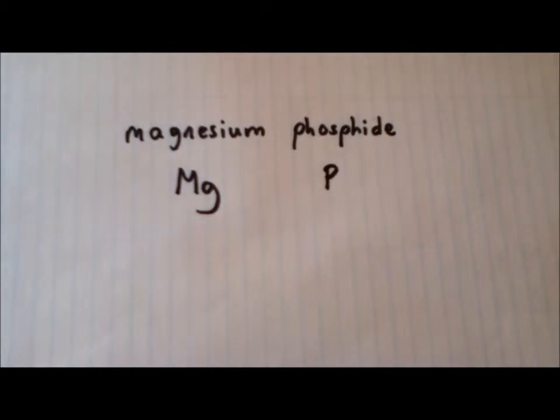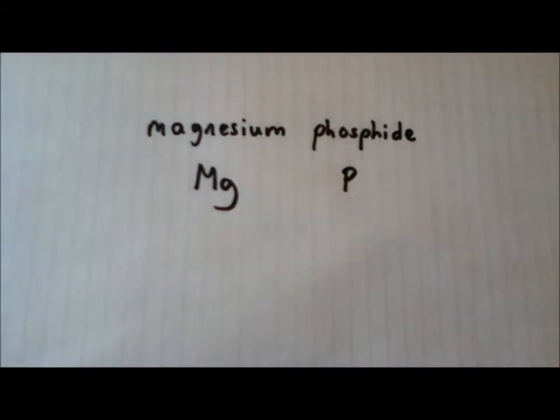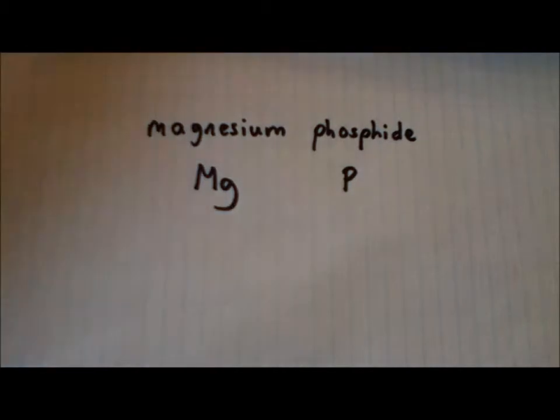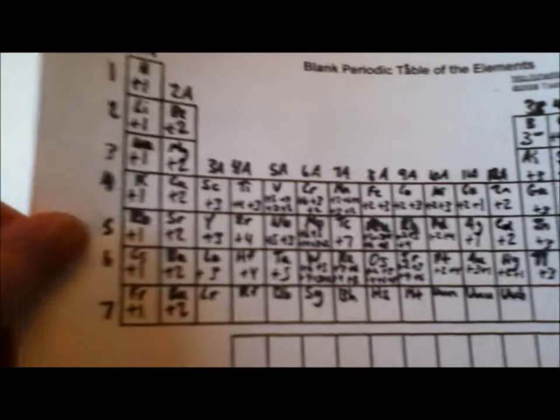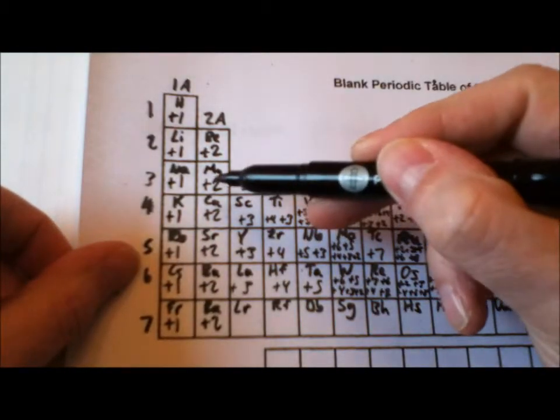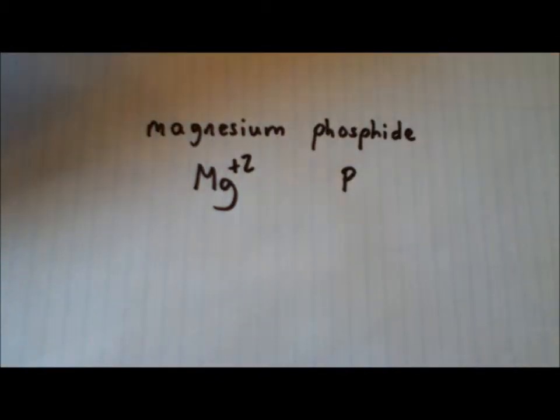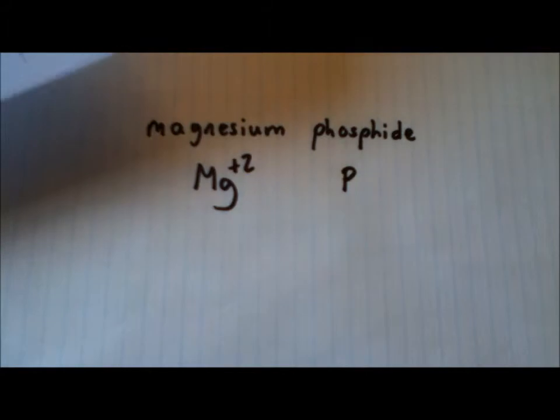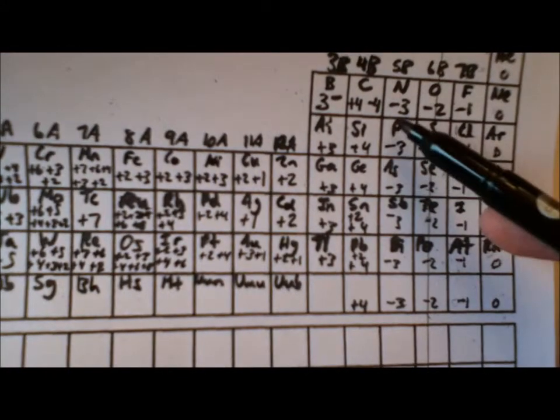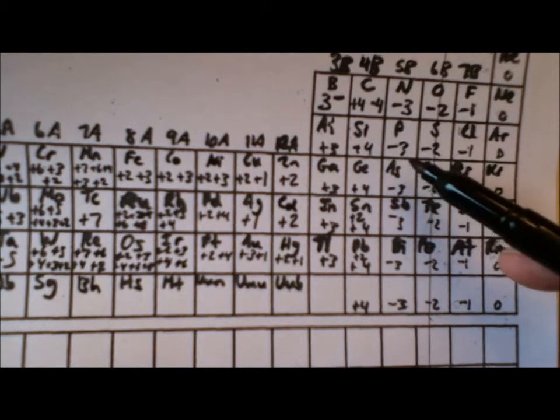Now what we haven't written here is the actual charge of magnesium and phosphide as ions. When you go to this sheet here and find magnesium, you notice it has a charge of +2. So we write that down. Phosphide has a charge of, well, there it is right there, phosphorus. It's -3.